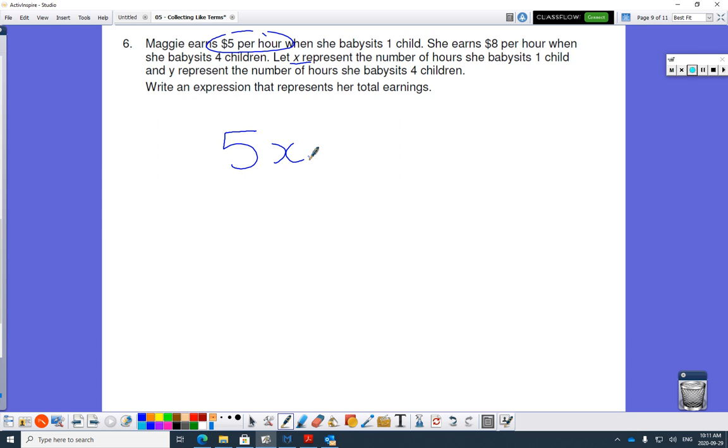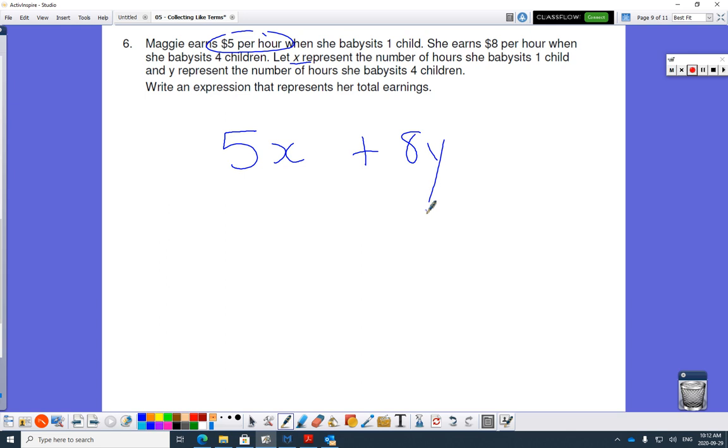Now, I'm going to do the same thing with babysitting 4 children. She's making $8 an hour. Let's say she babysits for 2 hours. What would you do? She makes $8 an hour for 2 hours. 8 times 2. What if she works 9 hours? 8 times 9. What if she works 99 hours? 8 times 99. But she worked y hours. So we go, oh, plus 8y.